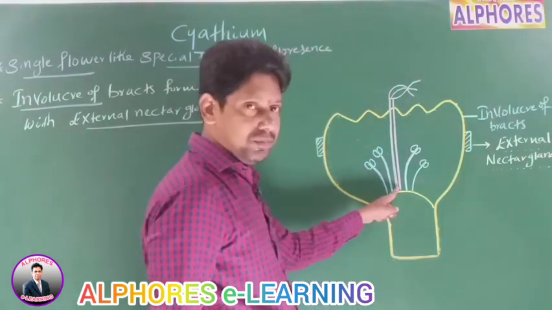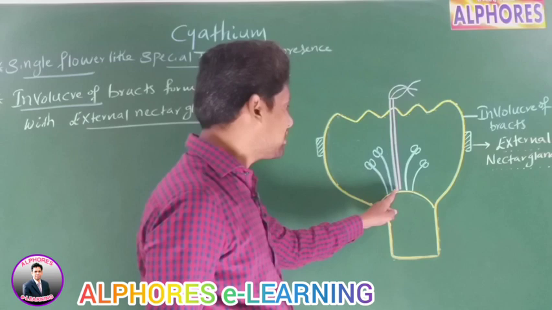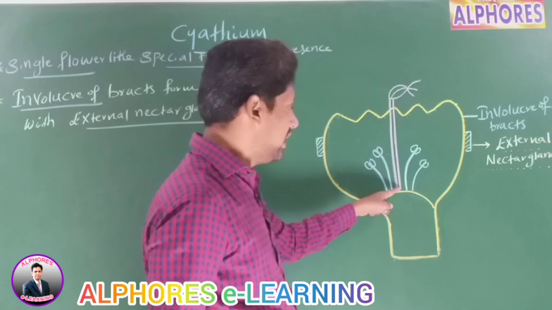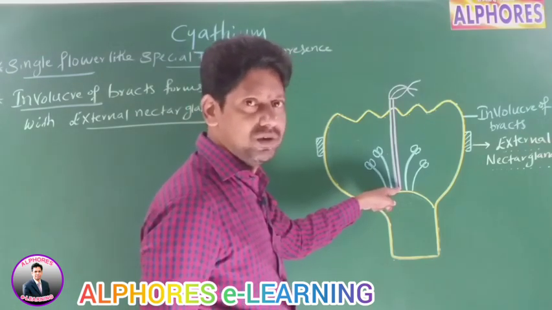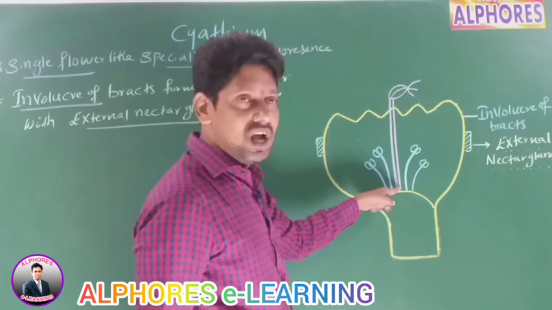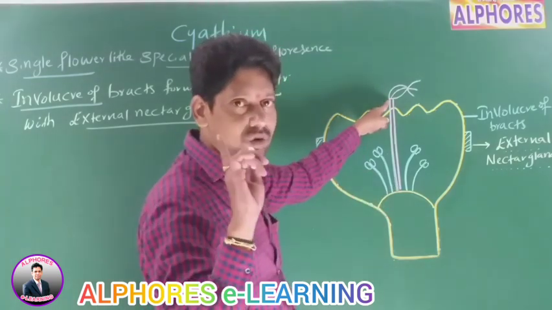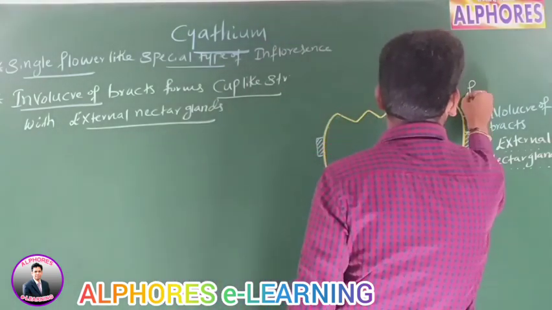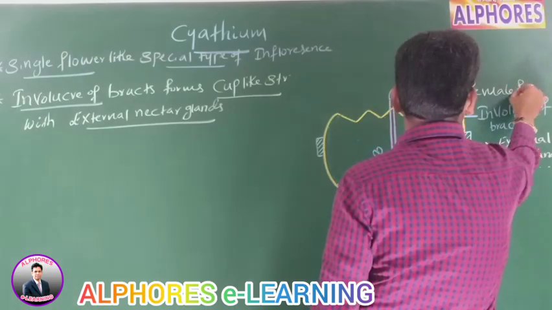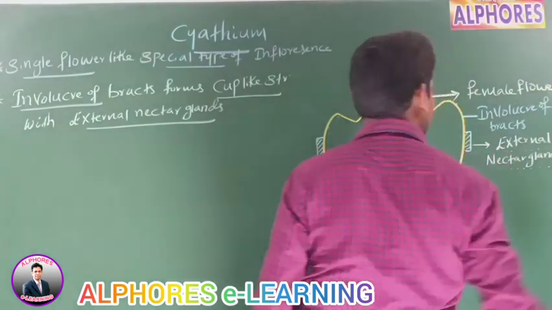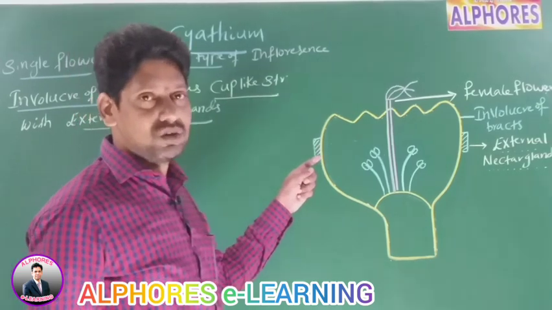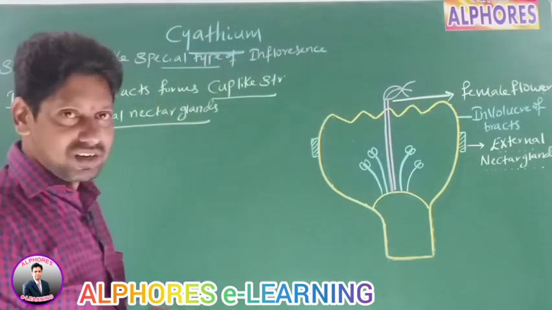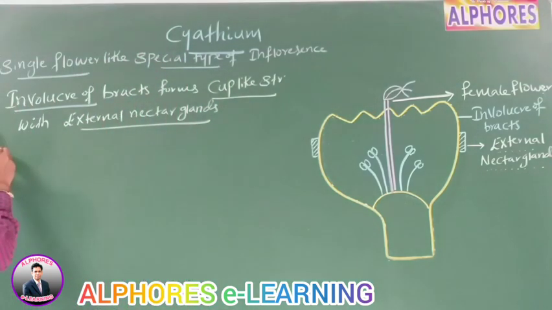In the center of the cup, a single female flower is present. We should be very careful. Where? In the center of the cup. What is present? A female flower. How many female flowers are present? Only one. What is another name for a female flower? A pistillate flower.